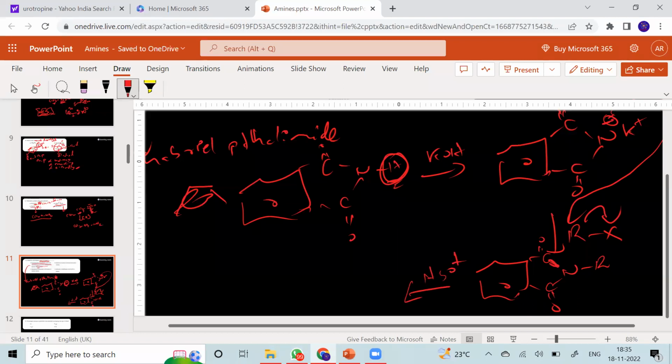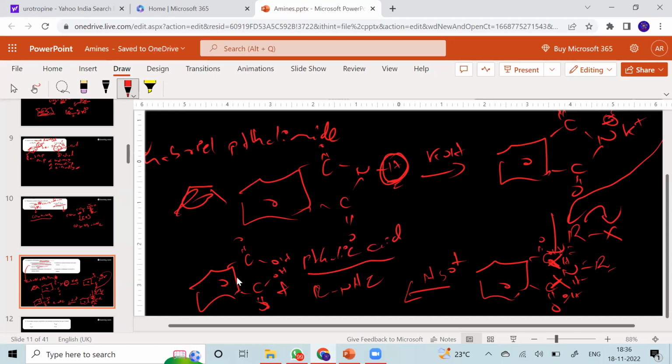Now what will happen? You see that this bond is there. You will break it, add hydrogen, OH. Break this bond, hydrogen and OH. So that is going to form your RNH2. And obviously the side part is going to be C double bond O, C double bond O, and that carbon is now having OH, and that carbon is again having OH. This is what is called your phthalic acid. So you are able to form a primary amine from this.